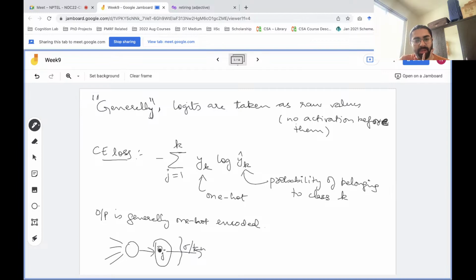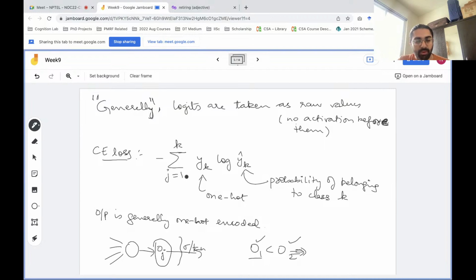What matters is the comparison. For example, if O1 is less than O2, this implies that the model is saying the probability of belonging to O1 will be lesser than the probability of belonging to O2. So O1, O2 by themselves don't give any huge information. It is when you put them in comparison that you get the idea of what the model believes.